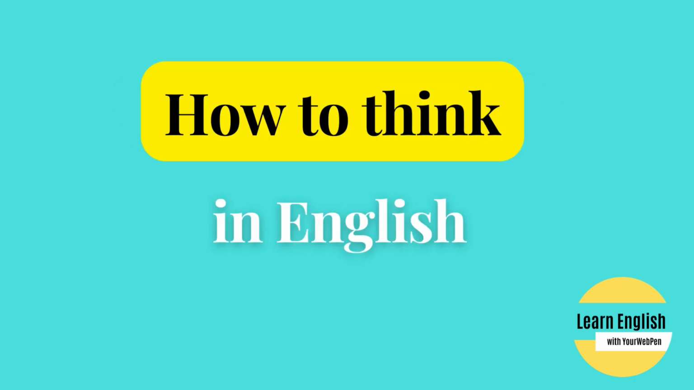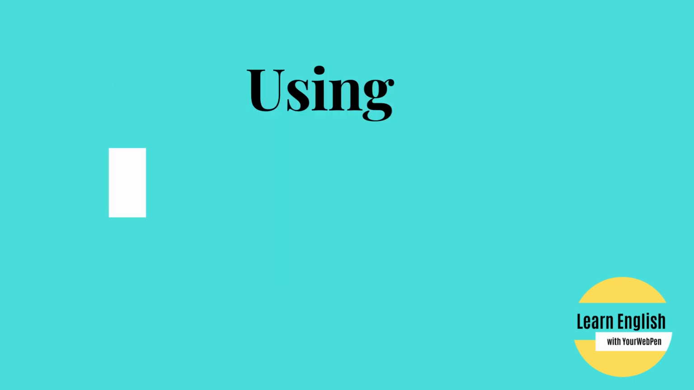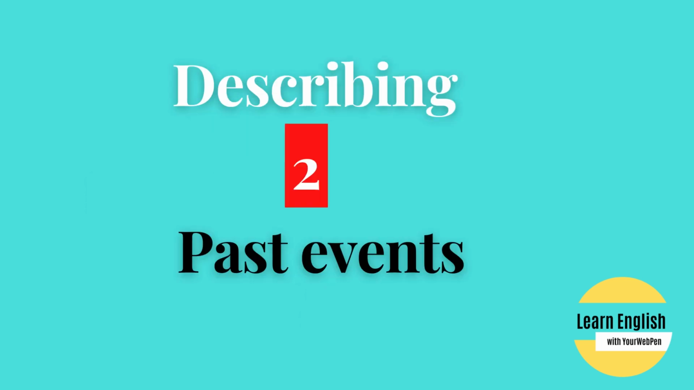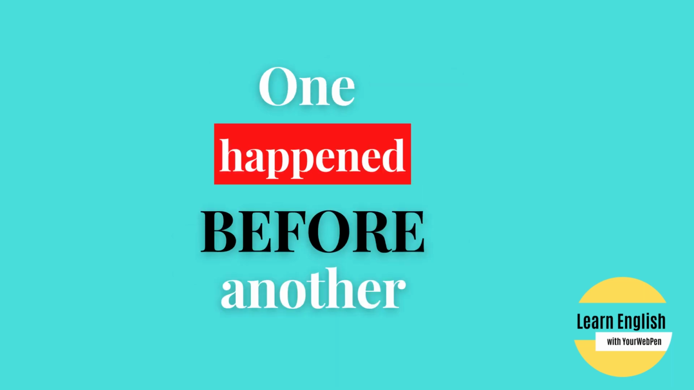How to think in English using past perfect tense. Well, what is past perfect tense? It is describing two events of the past. One happened before another event.